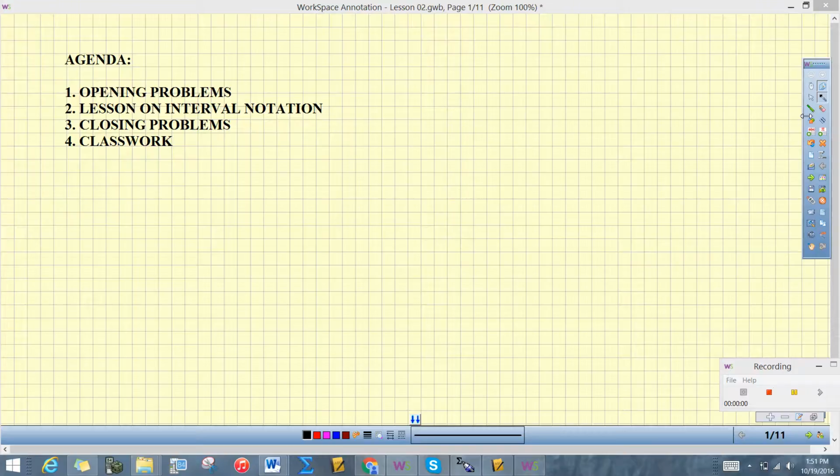Hi everyone, we're starting the second lesson on functions and relations, and today we're going to be looking at interval notation. So we'll have some opening problems which we will do in class together, and then you'll have your classwork to work on.